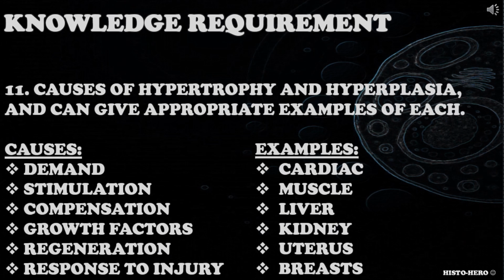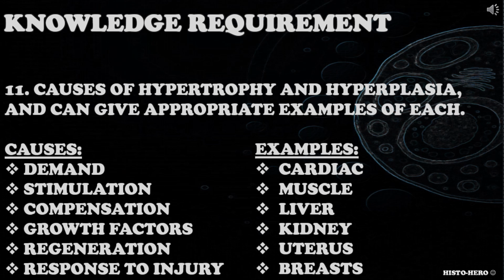The 11th knowledge requirement is for you to know the causes of hypertrophy and hyperplasia, and can give appropriate examples of each. What is hypertrophy and hyperplasia? What can cause them? Can you give examples for each? Consider physiological and pathological hypertrophy and hyperplasia.